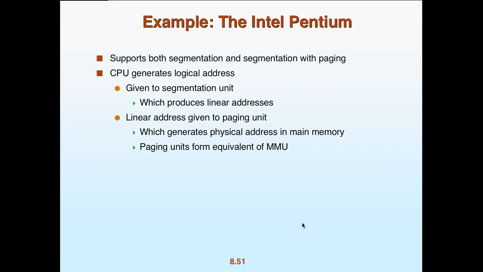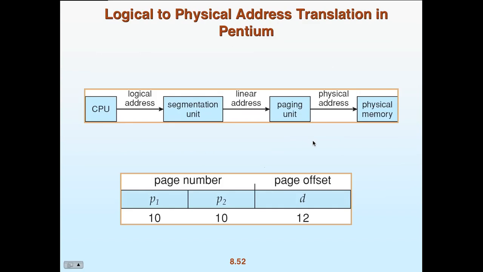So last but not least, the example of the Intel Pentium, in terms of its implementation, supports both segmentation and segmentation with paging. So the concept from an abstract level is actually incorporated. The CPU generates the logical addresses, and it's given to the segmentation unit, which produces linear addresses. Linear addresses are given to the paging unit, which generates the physical address in memory. So the paging unit forms an equivalent to the MMU. With segmentation, we're doing a similar thing, but from a slightly different abstraction.